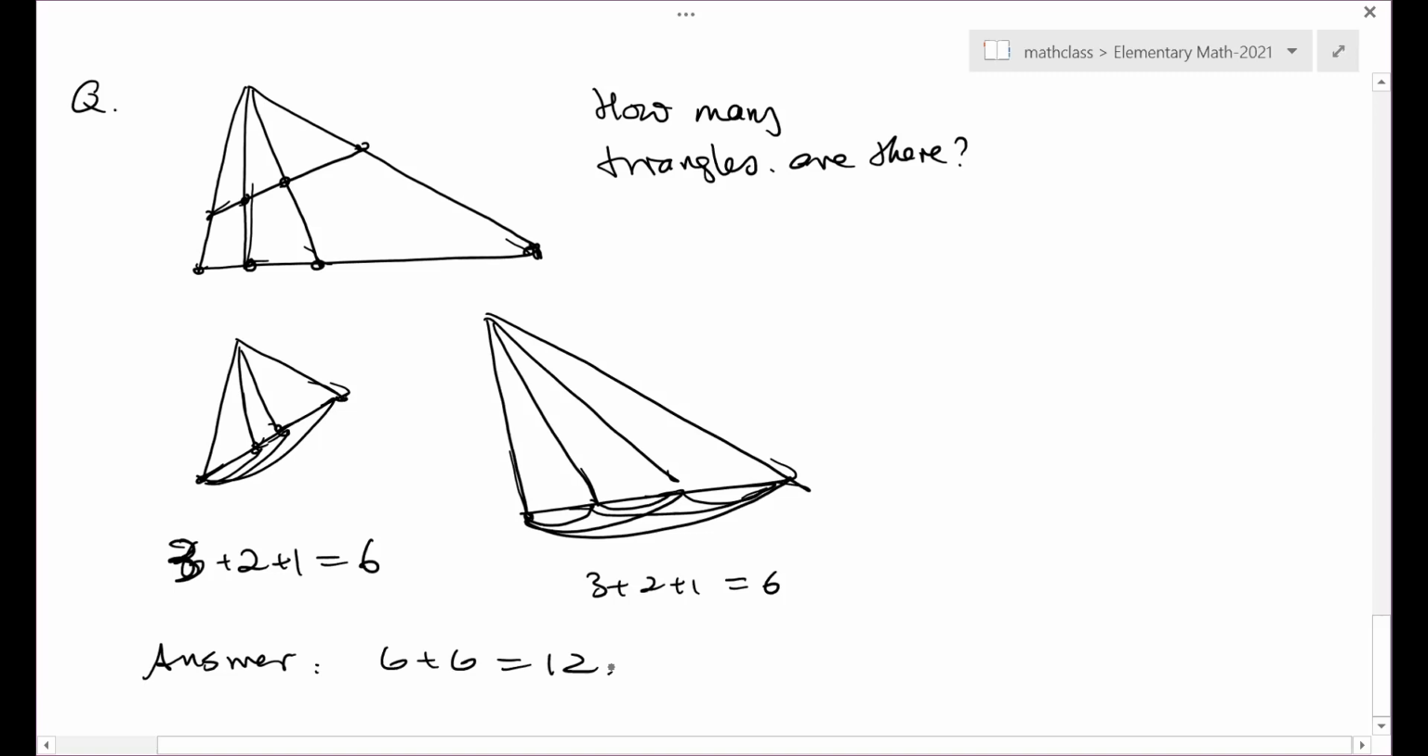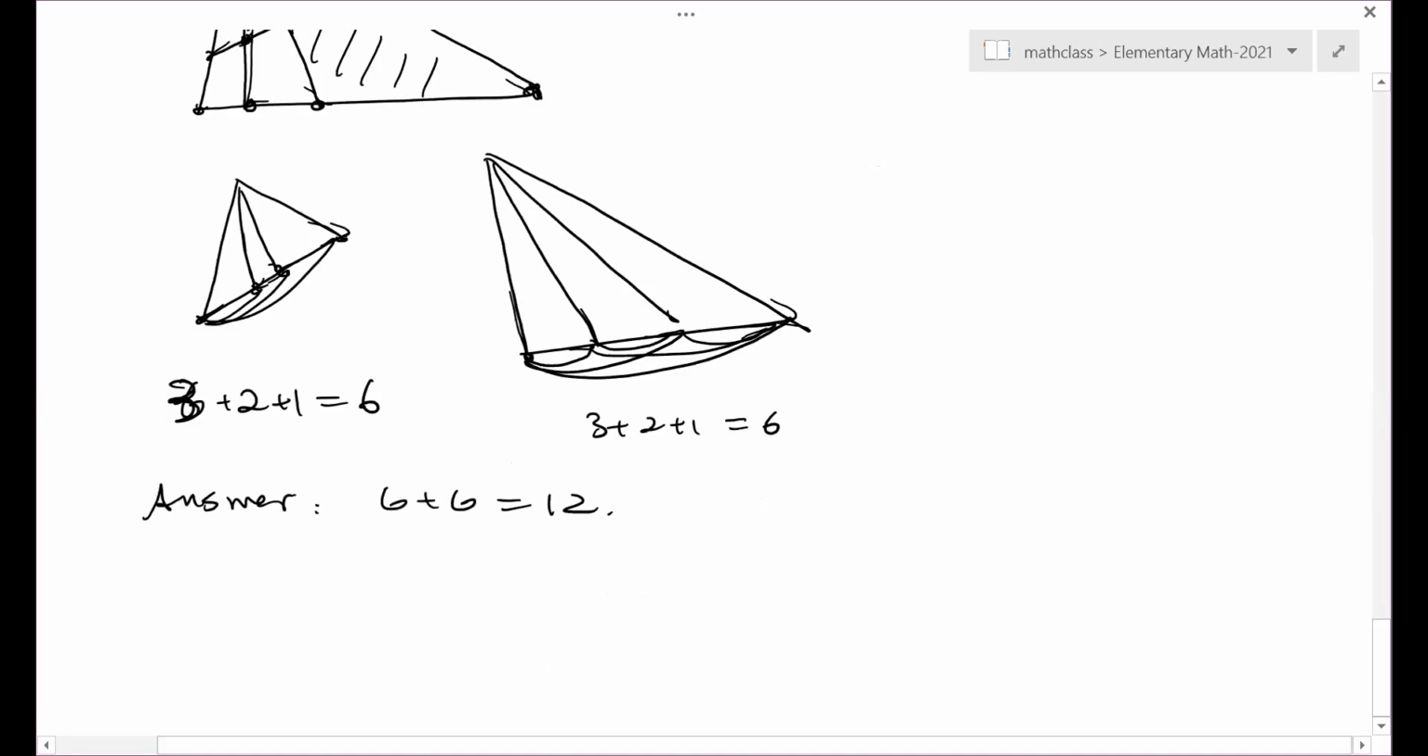If there's a triangle, the only way you can get a triangle is either like this triangle or this type of triangle. Just classify them in the two categories and you count them in each category, in each group.